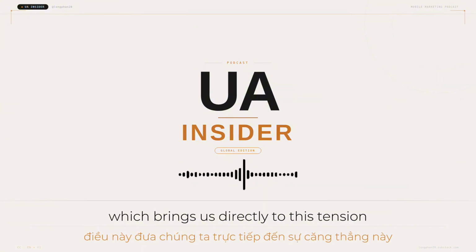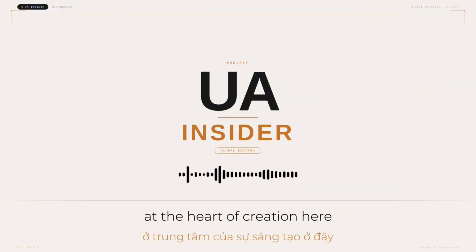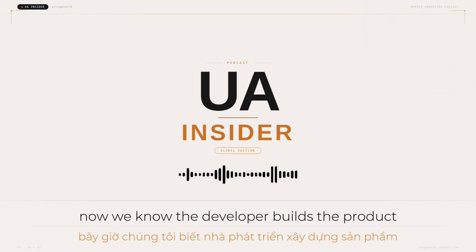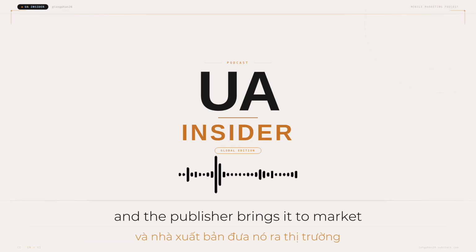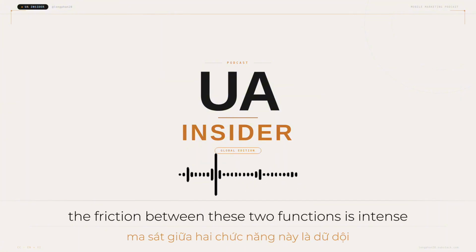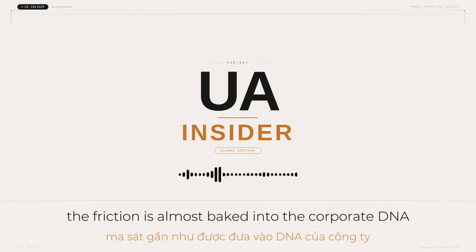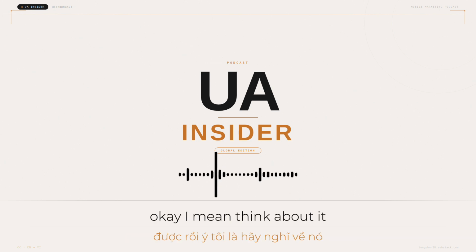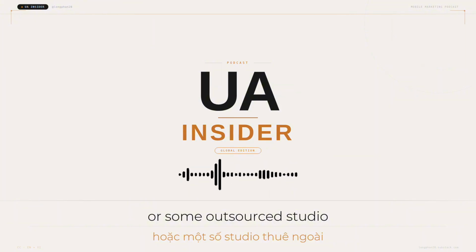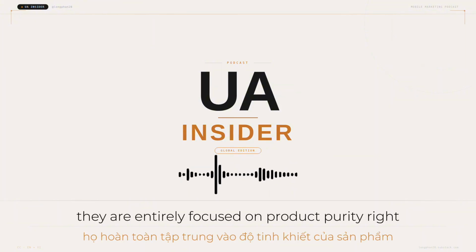Which brings us directly to this tension at the heart of creation here. The dynamic between the developer and the publisher. We know the developer builds the product and the publisher brings it to market. But at scale, the friction between these two functions is intense, isn't it? Well, the friction is almost baked into the corporate DNA. Think about it. The developer, whether that's an internal engineering team or some outsourced studio, is entirely focused on product purity.